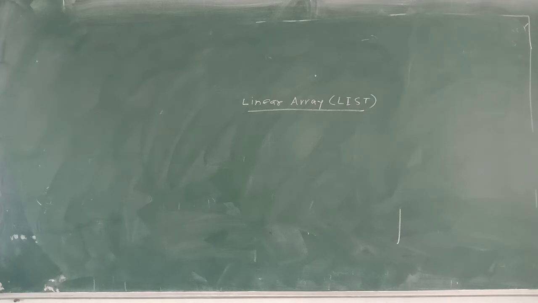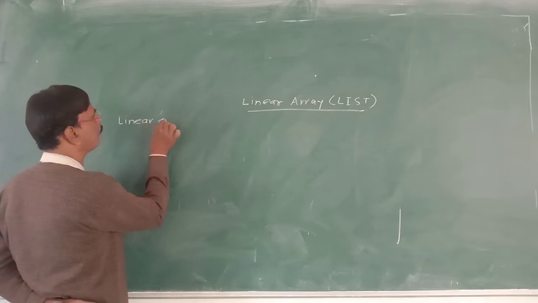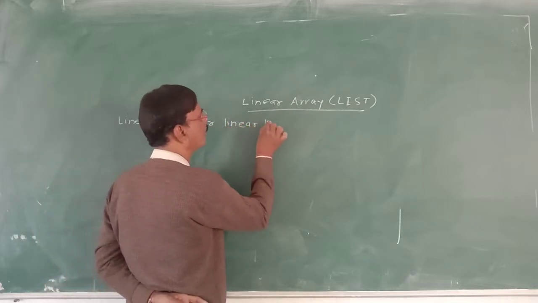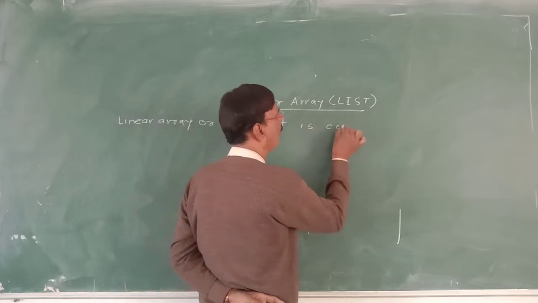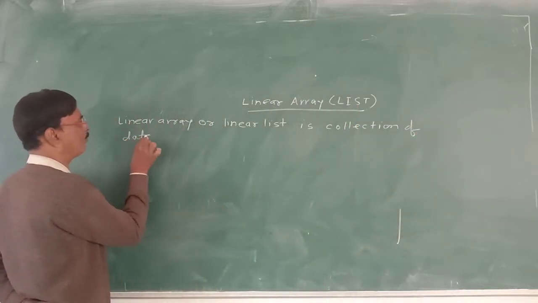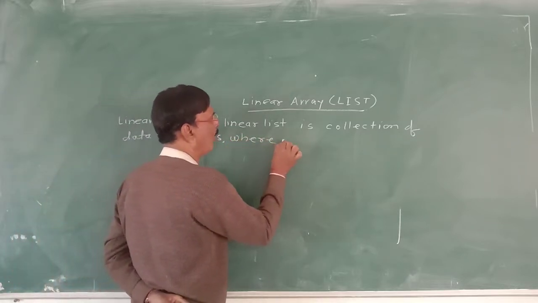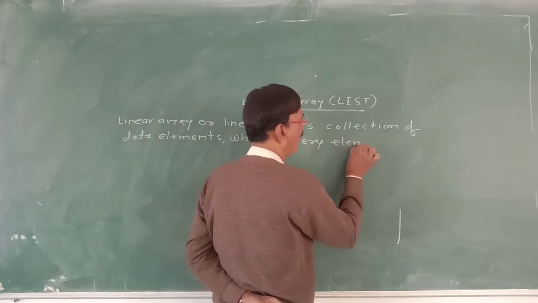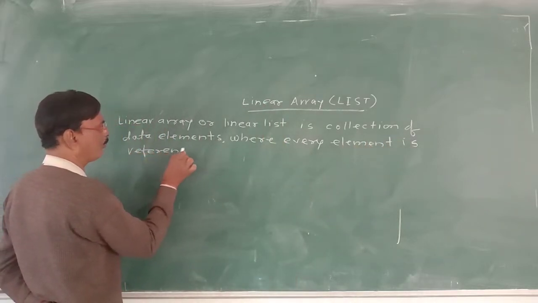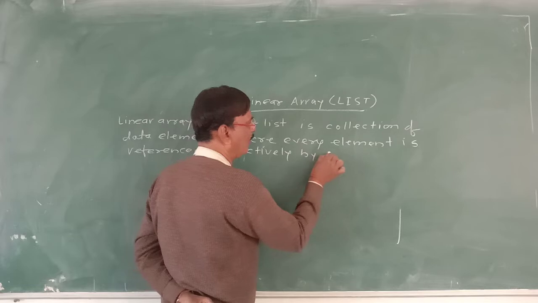Now, what is linear array? Linear array or linear list is a linear collection of elements or data elements where every element is referenced respectively by an indexing.